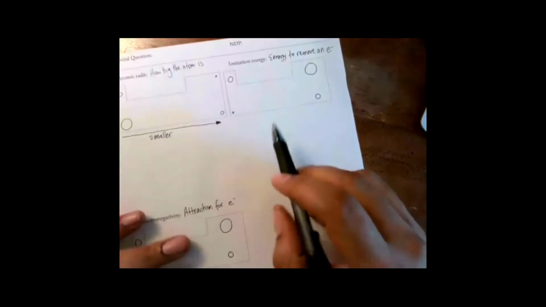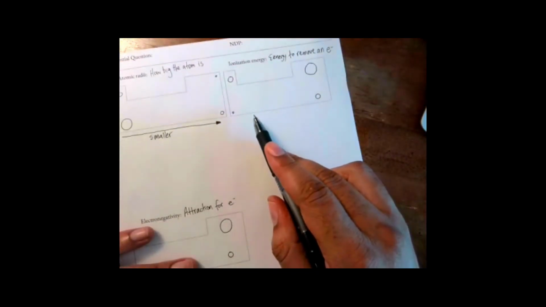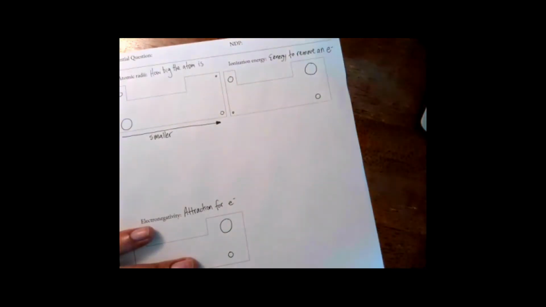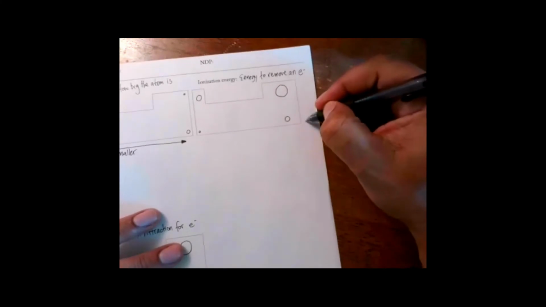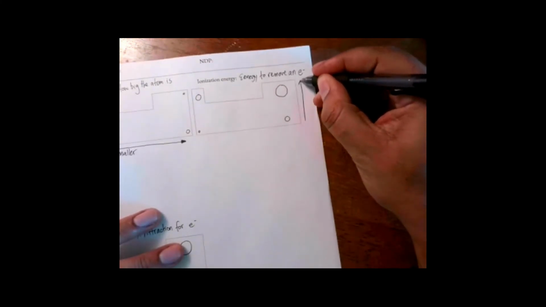All right, let's see if we can pick this up. I'm gonna go with Jada Rich. Jada, here we go. As you go up, bigger or smaller, Jada, as you go up? Bigger.